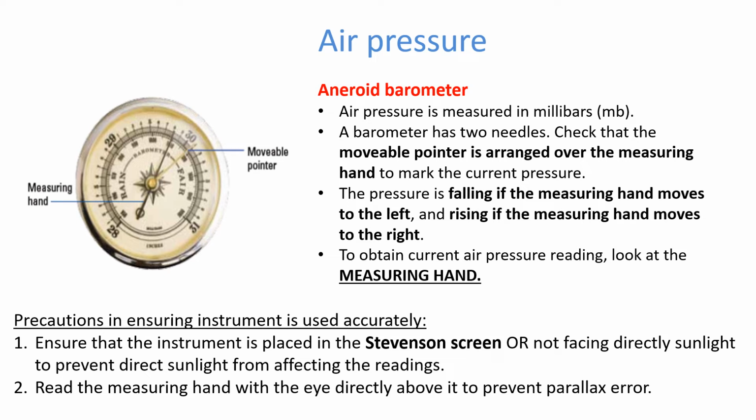Some precautions to ensure that this instrument is used accurately will be to ensure that this instrument should be placed in a Stevenson screen or not facing direct sunlight to prevent it from affecting the reading. Second, the reading of the measuring hand should be directly above it to prevent any parallax error. What do I mean by this? So when you have the reading, it should be read directly above here instead of any points here or here that can cause parallax error.